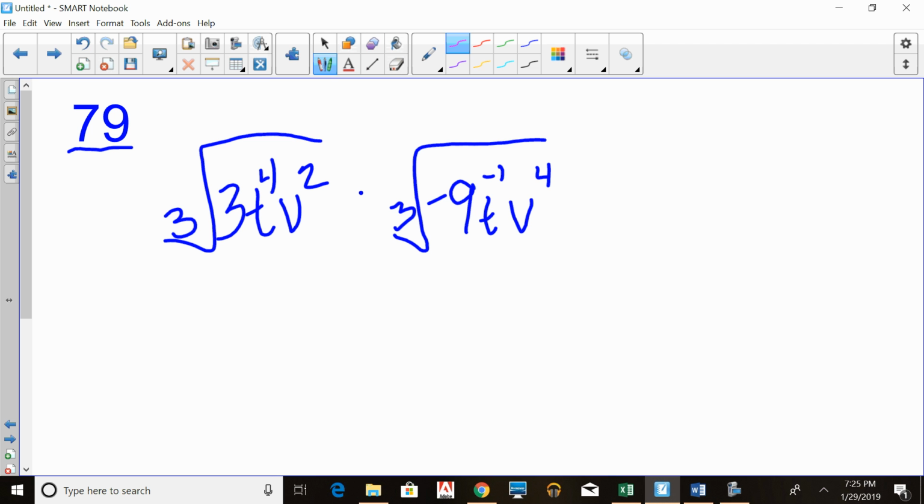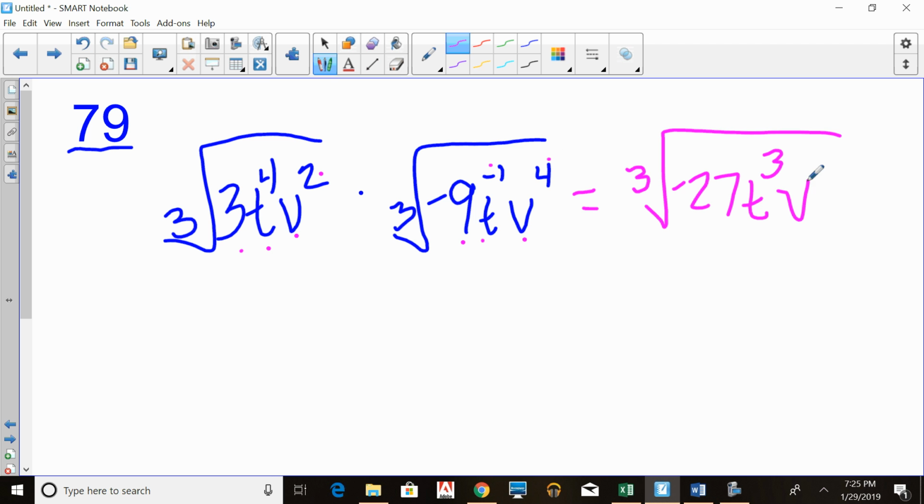Same thing, we're multiplying cube roots. And since they're both cube roots, 3 times 9 is a negative 27. T to the 4th and t to the negative 1 would make t to the 3rd. V to the 2nd and v to the 4th makes v to the 6th. That's not a 6. 6. There you go. All right.